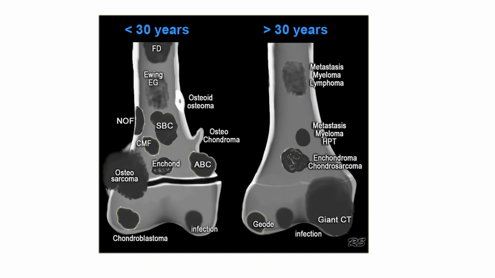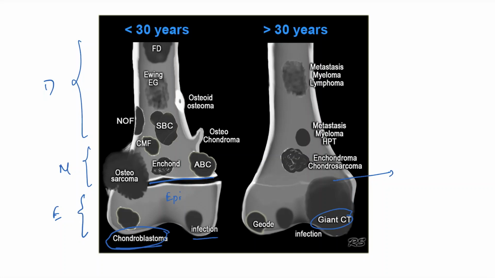Now let us see about the distribution of bone tumors. This is the physis or growth plate. So below the growth plate, this is the epiphysis, this is the metaphysis, and this is the diaphysis. Now, the tumors common in the epiphyseal region are chondroblastoma and giant cell tumor. Giant cell tumors can also occur in the metaphysis, as you can see here.